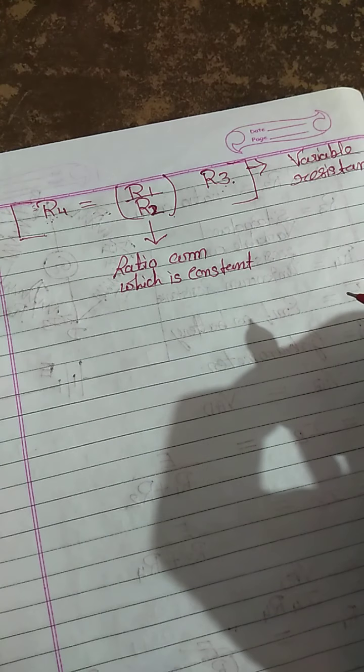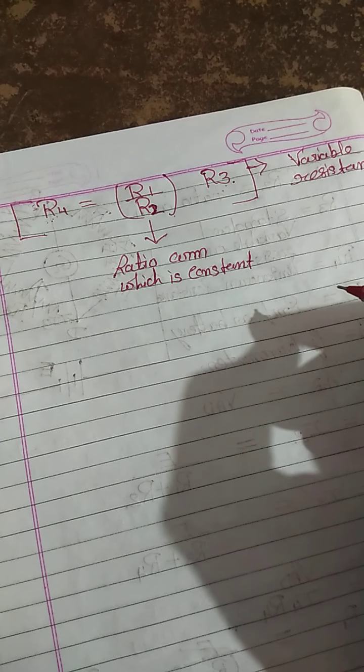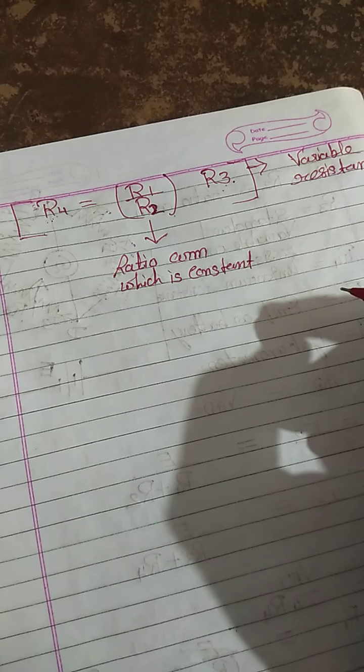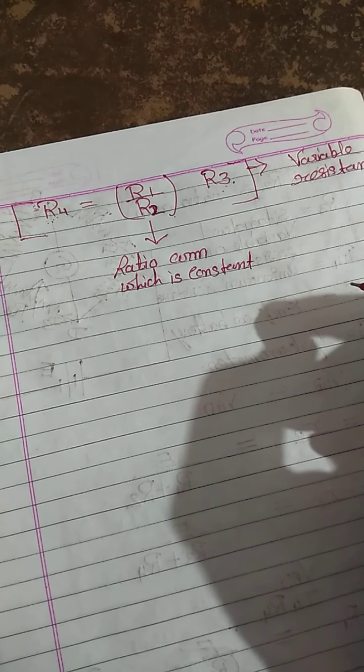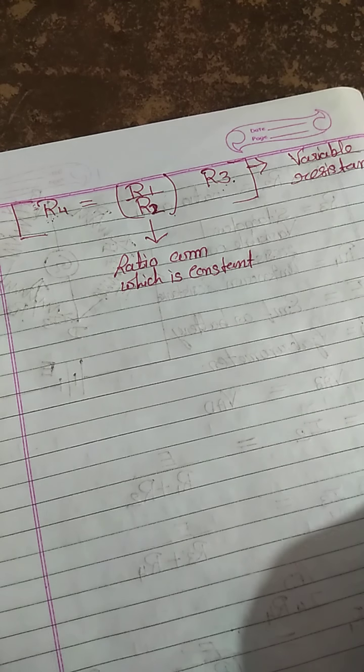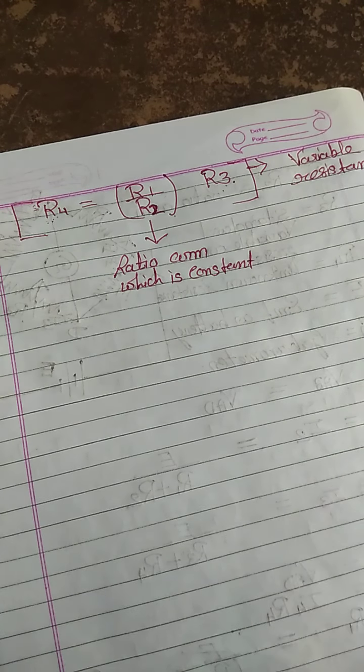So by changing the value of resistance R3, we can determine the value of resistance in arm 4 connected in the bridge. This is the way by which we can measure medium resistance with the help of a Wheatstone bridge. Thank you.